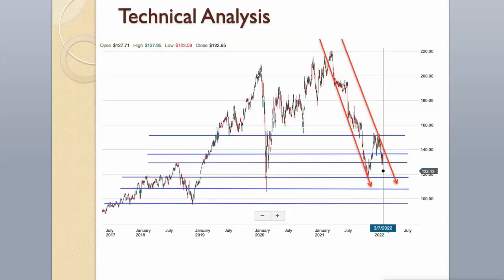In the last month the stock has been trading between $122.50 and $153 range, which is wide. It is currently trading near the lows of this range.